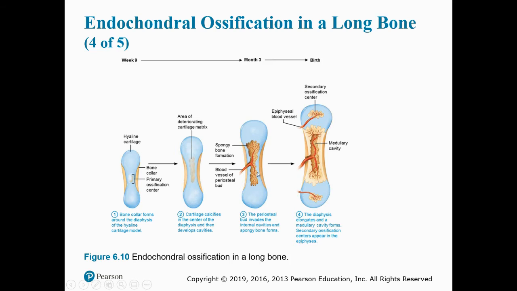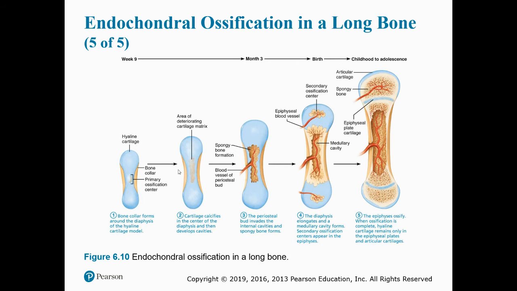Now, as they start to do this, the cartilage begins to calcify and then it deteriorates, much like it did within that primary ossification center. The cartilage then calcifies and deteriorates and then allows the periosteal bud to invade, similar to what we saw in the previous steps. Finally, the epiphysis ossify.